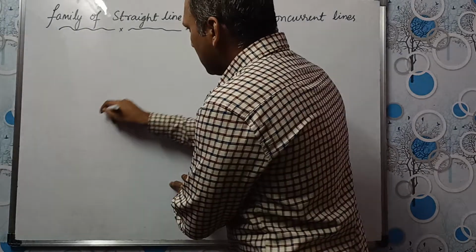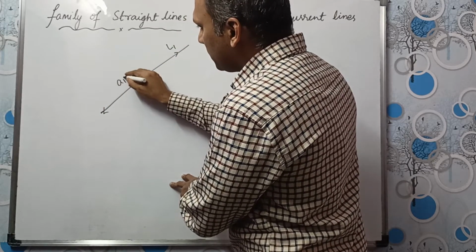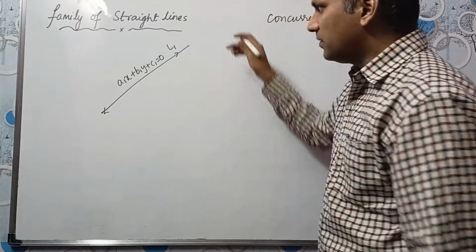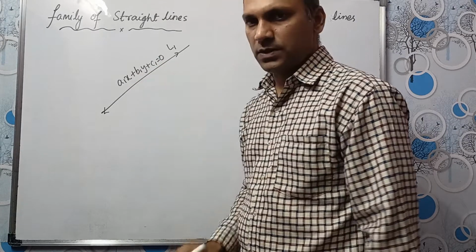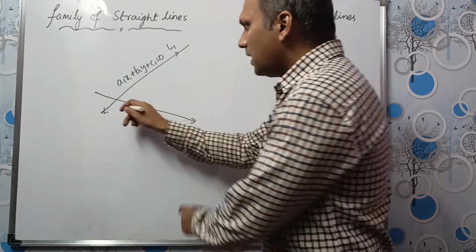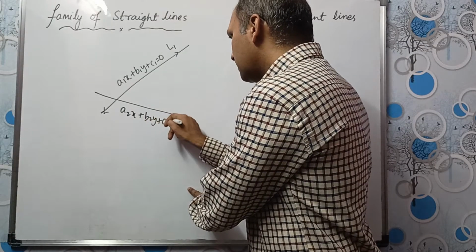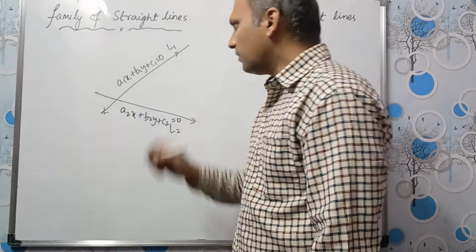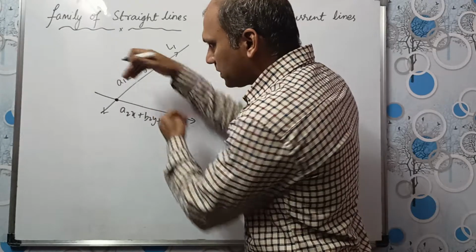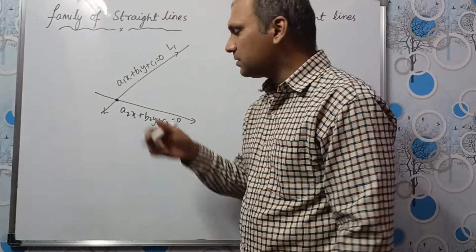Suppose I have a line, let us say this is L1, and it is denoted by A1x plus B1y plus C1 is equal to 0. Let us say we have another line, L2, and the equation of this second line is A2x plus B2y plus C2 is equal to 0. We have two straight lines. Let us say this is the point of intersection of these two straight lines, the point where the two lines are crossing each other or meeting each other.